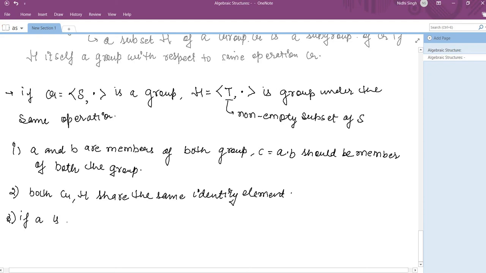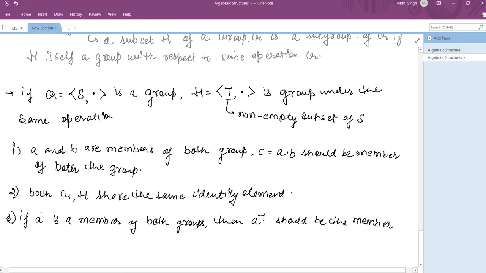If A is a member of both groups, then its inverse, meaning A inverse, should be a member of both groups.